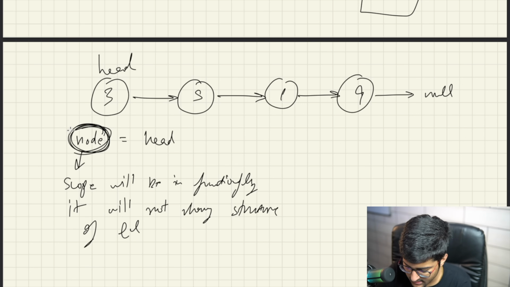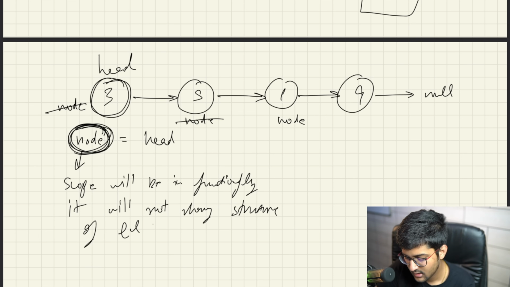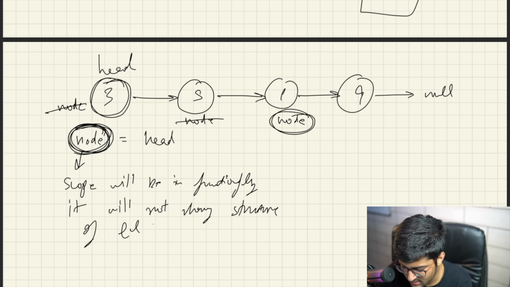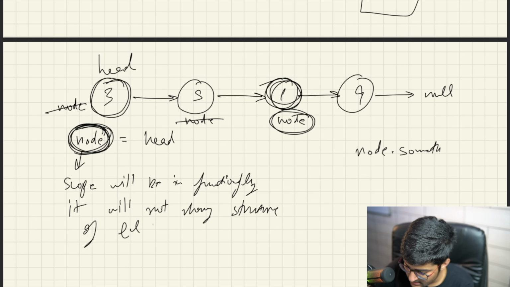But if you're changing this node, if you're saying node is equal to head, then there will be another reference variable that is going to be pointing to the same node. Now when you do print node, it will print 3. Node is equal to node dot next. Node is equal to node dot next. So obviously if you make any change via this node, it will be represented in these nodes as well. Remember, node dot something is equal to something. This is actually making a change.